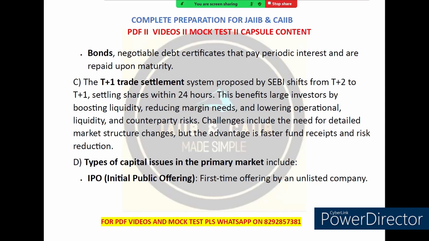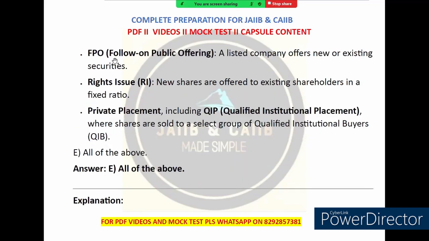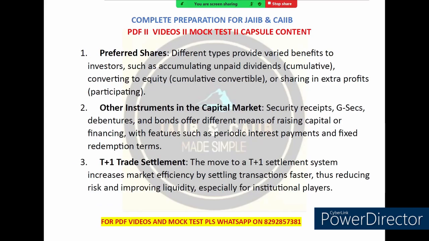Option D says type of capital issue. The first is called IPO. The first time a company offers share to the public. The next is FPO. That means the listed company offer more share to the existing one. Next is right issue. That means company offering more share to their current shareholder. And the last is private placement, including QIP. So this is shares are sold to a small selected group of investors. So option E is the correct one.